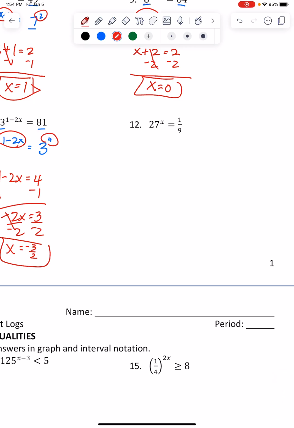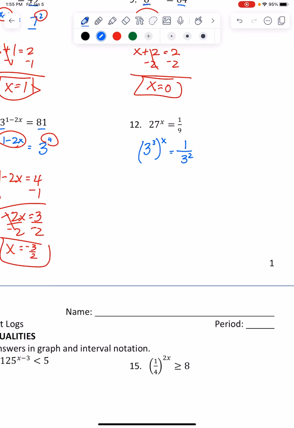And then for number 12, right, bases are not the same. 27 to the x equals 1/9. So we got to figure out what base we can rewrite both of these in. So 27, we could rewrite as 3 to a power. We could rewrite that as 3 to the 3rd, right? But that is still being taken to the x power, okay? And then so we got to figure out, can we rewrite 1/9 as 3 to a power? So 9 would be 3 squared, okay?